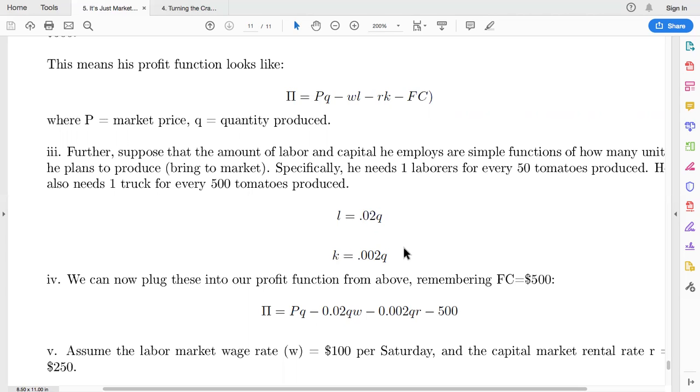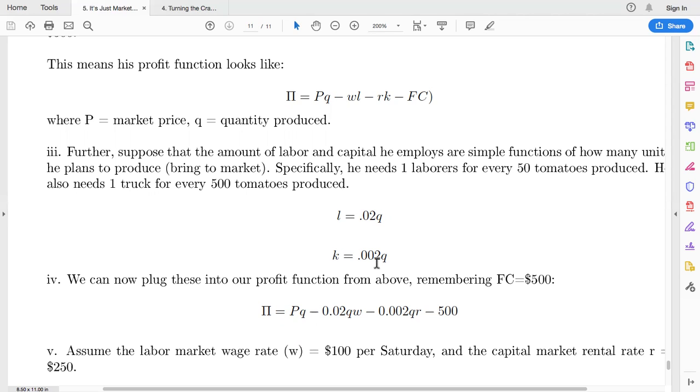So, I might hire a different number of employees if I was going to grow 200 tomatoes versus say 300 tomatoes, right? So I think that makes a lot of sense. And the same thing with capital here, right? So again, if we have 300 versus 200 tomatoes grown, that would likely lead to a different capital decision. So what we're saying is that the amount of labor that we employ, and the amount of capital that we purchase and then use, is a function of how many tomatoes we plan to grow. Okay, that's all we're saying here.